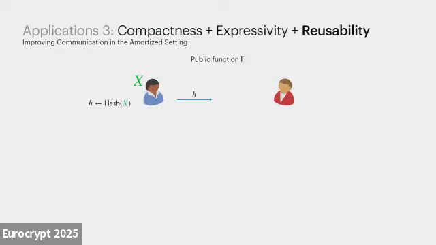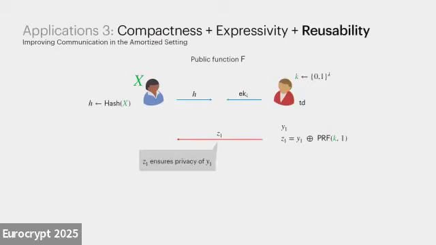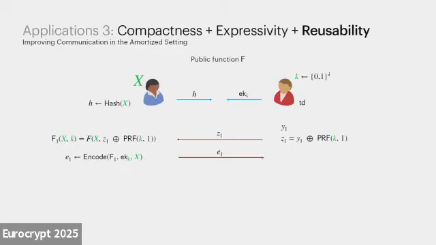In the pre-processing step, Alice sends a hash of her input, and Bob samples a PRF key and sends an encoding of the PRF key. Later, when Bob gets his input y, he uses the PRF key to encrypt his input, and he sends the ciphertext. Now, the ciphertext ensures the privacy of the input because the encoding key preserves the privacy of the PRF key. Later, Alice computes a function where you first decrypt the ciphertext and then evaluate the public function. She computes the hint and sends it back to Bob, and then Bob gets the output.